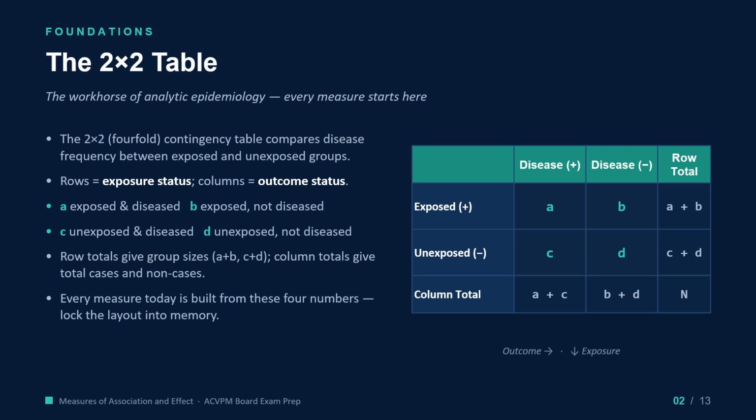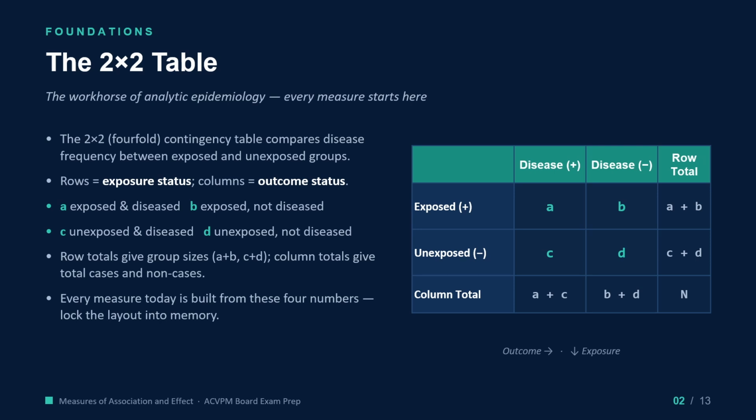Cell A is exposed and diseased. Cell B is exposed and not diseased. Cell C is unexposed and diseased. Cell D is unexposed and not diseased. From these 4 numbers, we can calculate every single measure of association we'll discuss today.